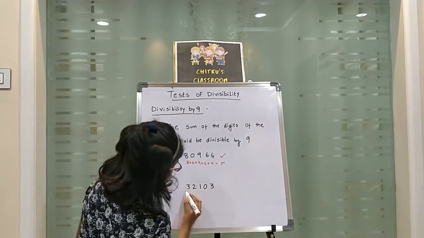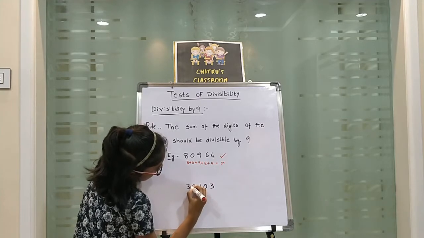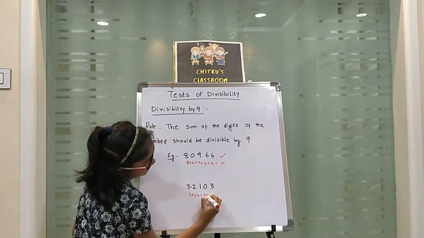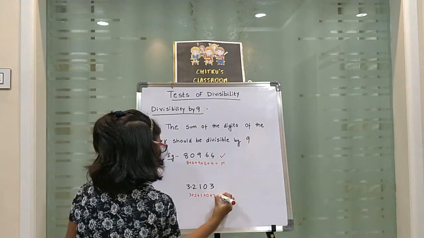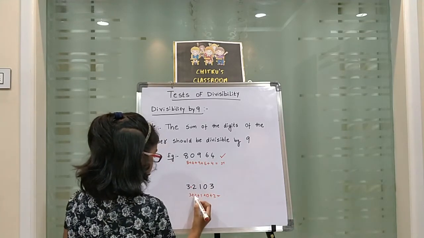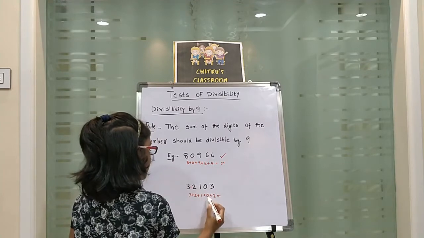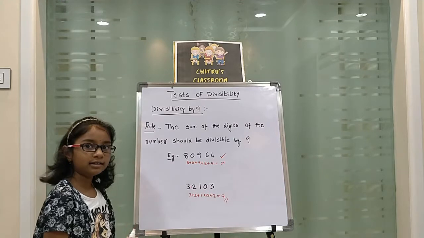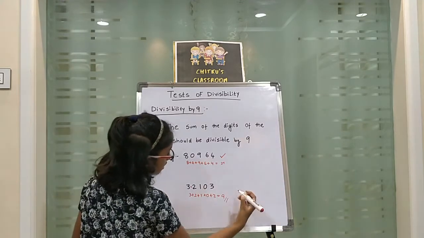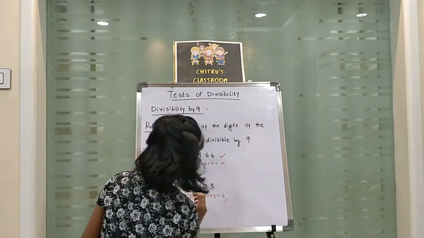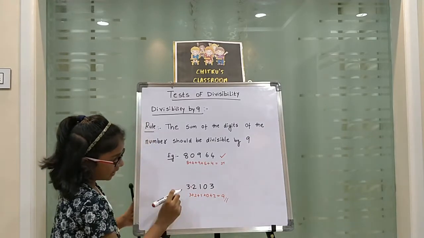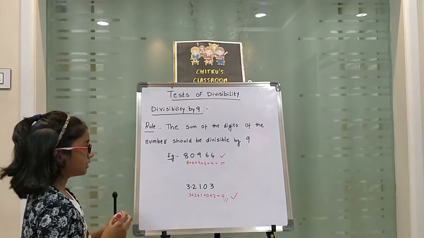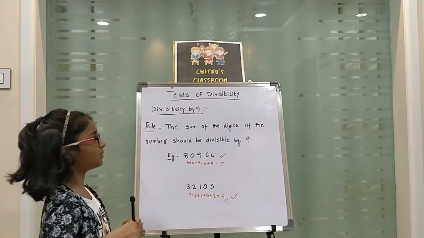Next, let's add these. 3 plus 2 plus 1 plus 0 plus 3. Next, 5, 6, 7, 8, 9. So the answer is 9. So is 9 divisible by 9? Yes, 9 times 1 is equal to 9. So that means 32,103 is divisible by 9. So that's how you recognize if this number is divisible by 9 or not.